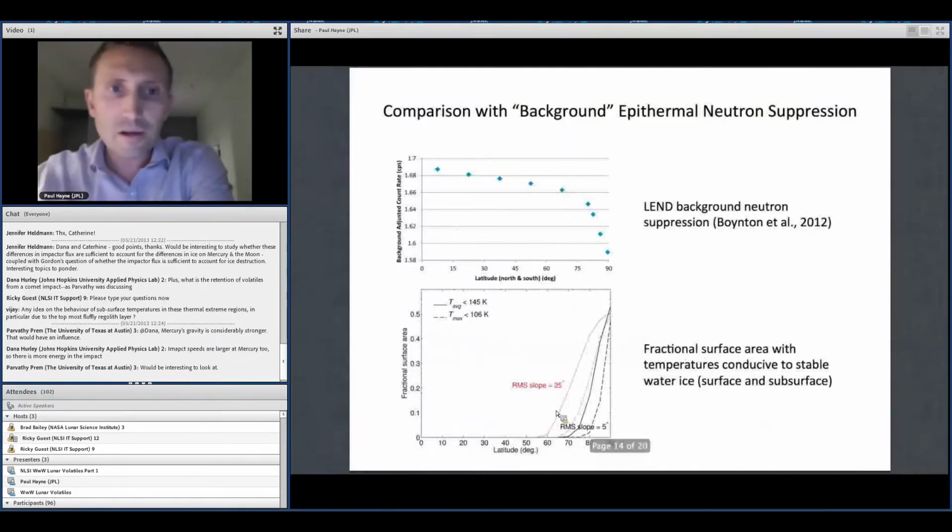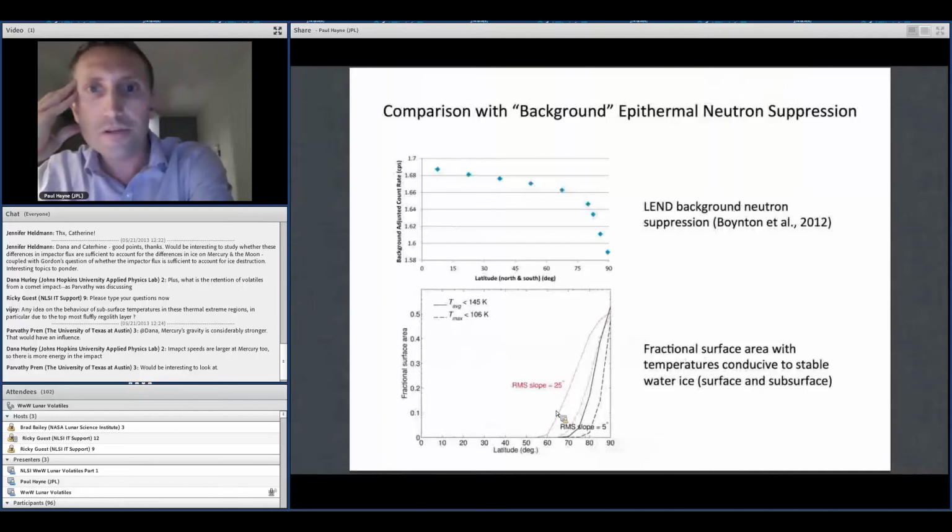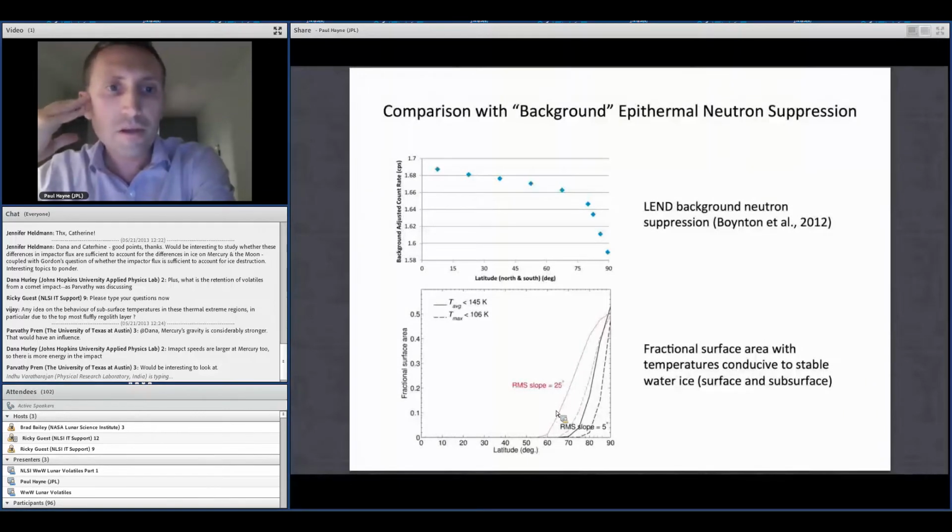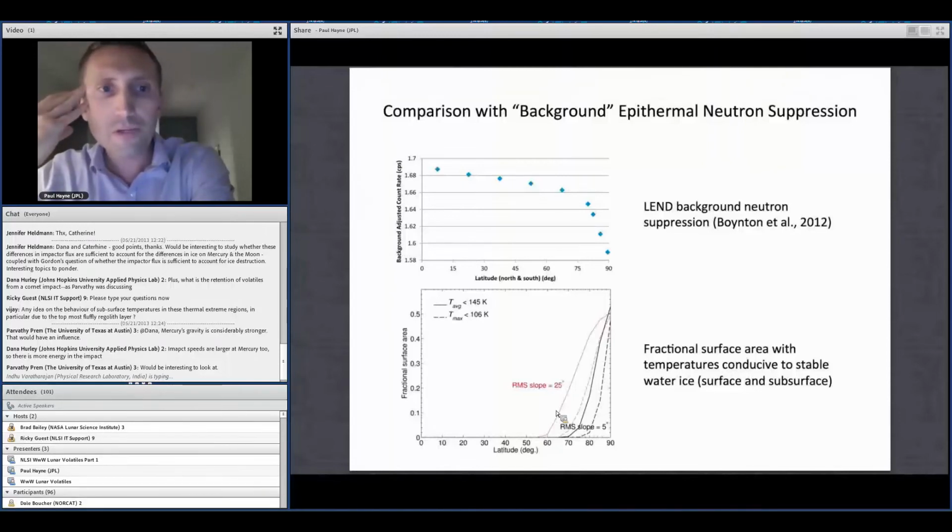So we can compare this to the neutron suppression regions measured by Lunar Prospector and Lang. The plot on top in this slide is showing this average background epithermal neutron suppression factor. This is from a paper by Bill Blanton. There's this gradual trend towards higher latitudes, and starting around 75 degrees latitude, there's this sharp increase in the apparent level of hydrogen. And our model predicts that's right around the latitude where these small-scale cold traps start to become more prominent.